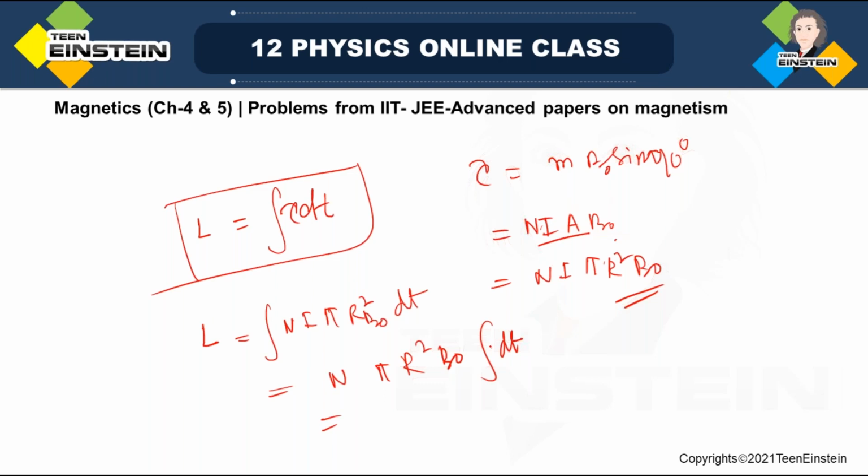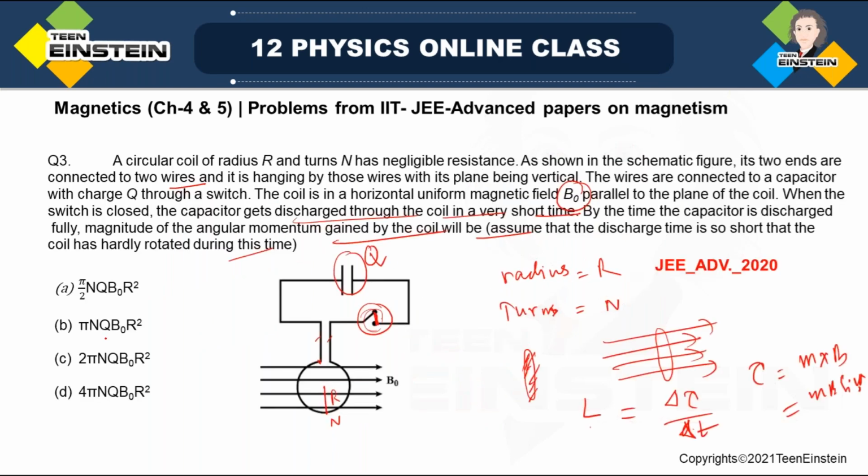So we will actually write in terms of the integration of I dt, that will be the total charge discharged during that time. Pi r square b0, and this is q. N pi r square b0 and q. So this is the answer actually. So pi n cube b0 r square.